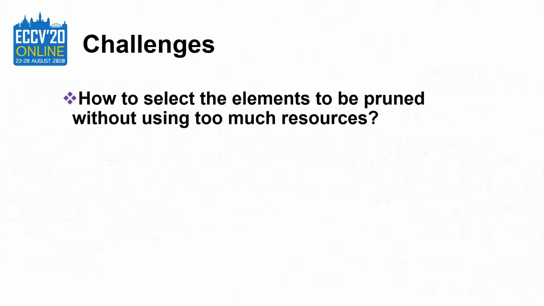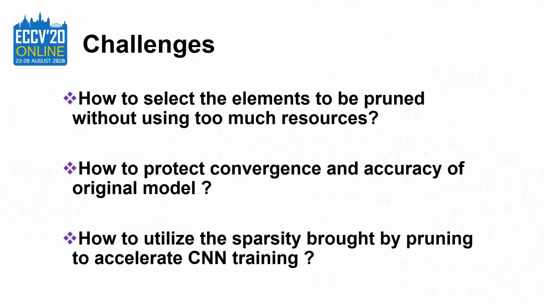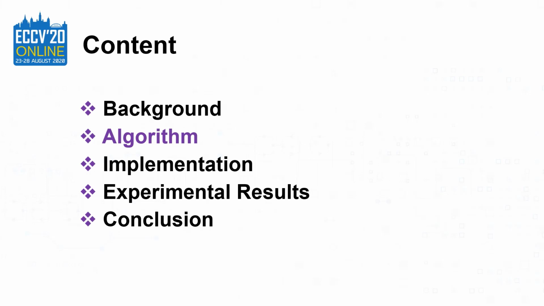More specifically, there are three main challenges to accelerate CNN training by pruning: how to select the elements to be pruned without using too much resources, how to protect convergence and accuracy of origin model, and how to utilize the sparsity brought by pruning to accelerate CNN training. So we propose a series of methods to solve these problems.